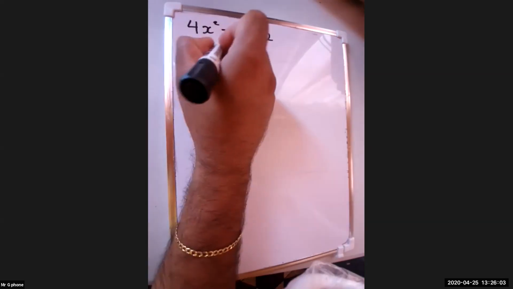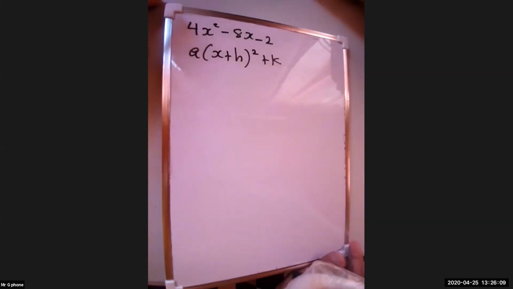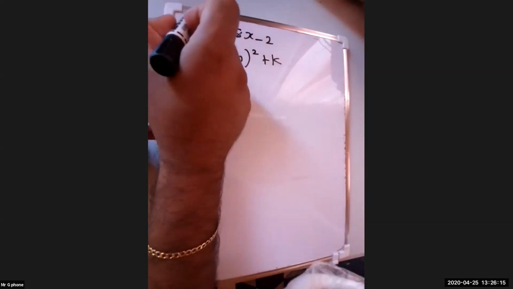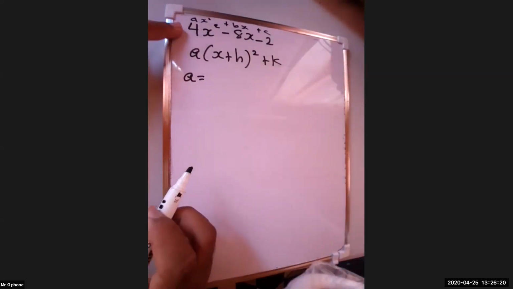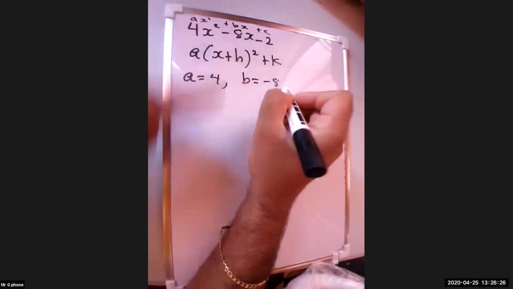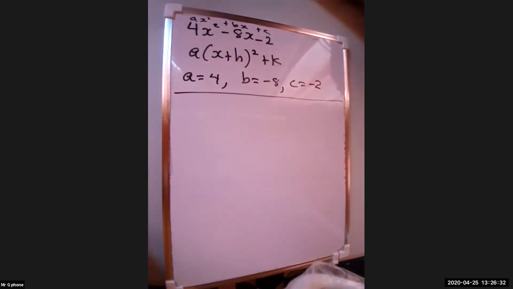So we are asked to express 4x squared minus 8x minus 2 in the form a into x plus h squared plus k. All right, so let's identify our values first. Remember this is in the form ax squared plus bx plus c. So the value of a is really 4. The value of b is -8. And the value of c is -2. So let us just quickly state our form. Just give me a minute.